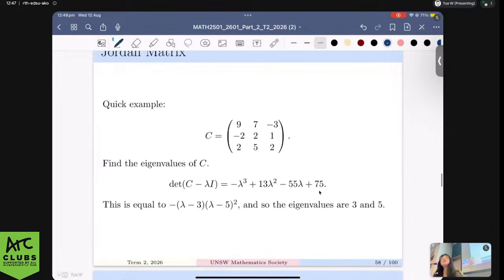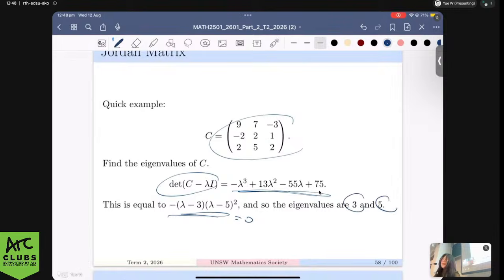So here's a quick example. If you consider some matrix C, which is some 3 by 3 matrix, and you want to find the eigenvalues of C, obviously you consider the determinant of C minus lambda I. So if you find the determinant of this, you should get this cubic here. Then you can just factorize things out and equate it to be equal to 0 to find what lambda are. And after you equate it to 0, you should get that the eigenvalues are equal to 3 and 5.